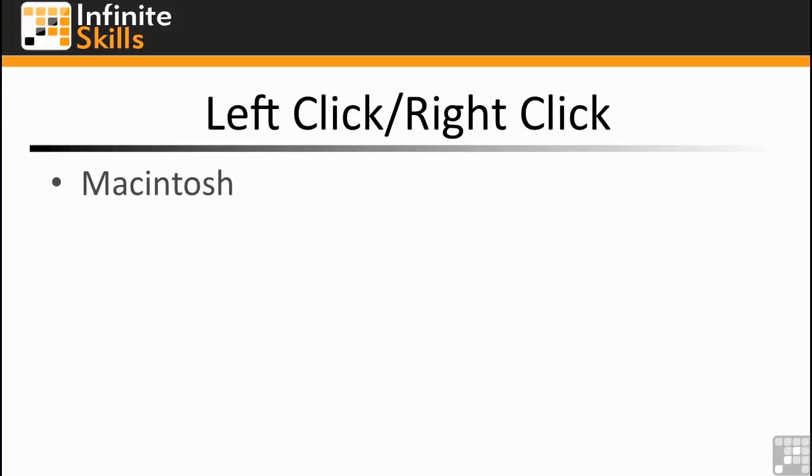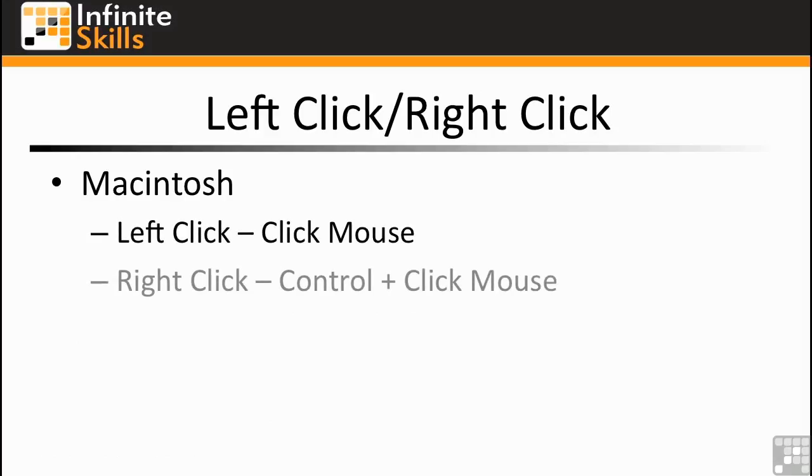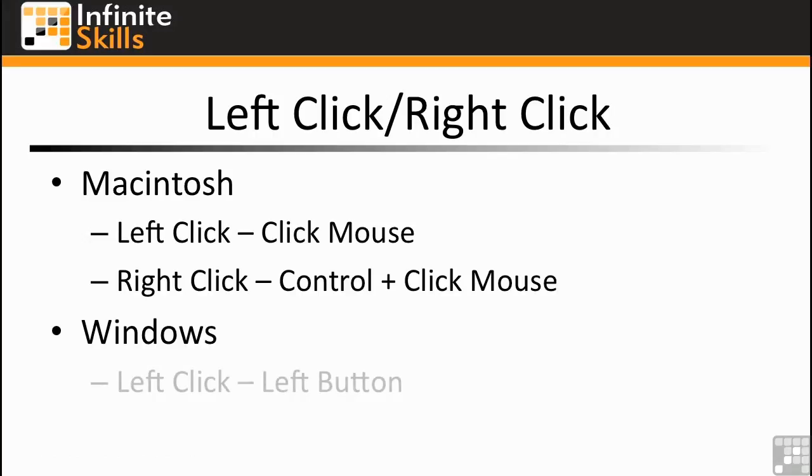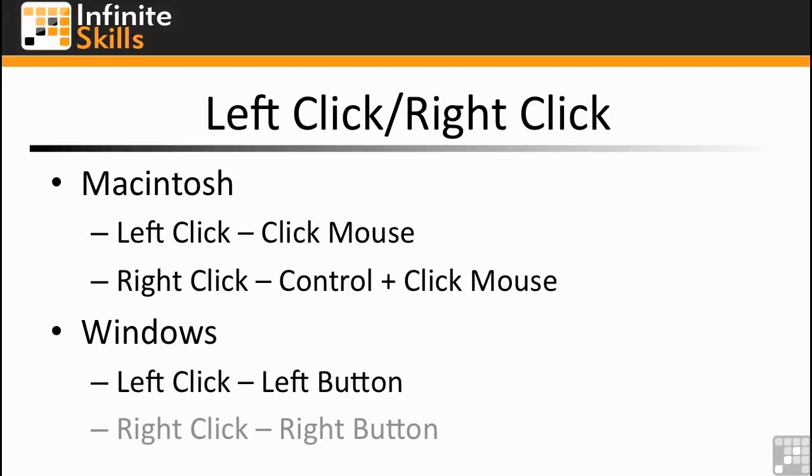Now, left click, right click. If you're on a Macintosh and you have a single click mouse, they still do make those, but most of the time, most of us have a two-click mouse now. But the left click is just click. Just click your mouse. The right click is Control. Understand, Macintosh keyboards do have a Control key, C-O-N-T-R-O-L, not C-T-R-L. And you would use that with a mouse click to get a right click. On Windows, left click is the left button, right click is the right button. But if you're like me and you have a two-click Macintosh mouse, well, it works the same anyway.